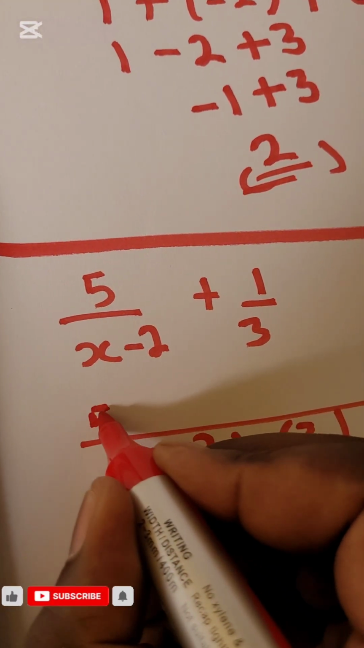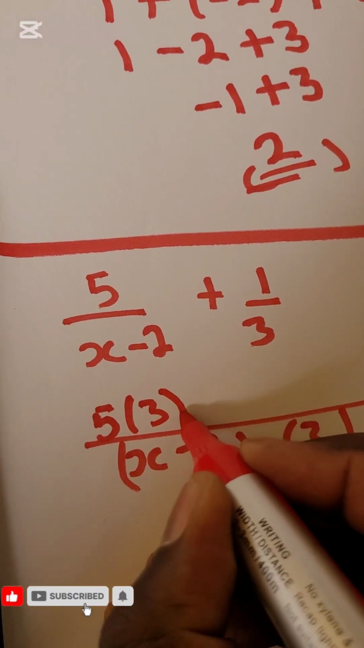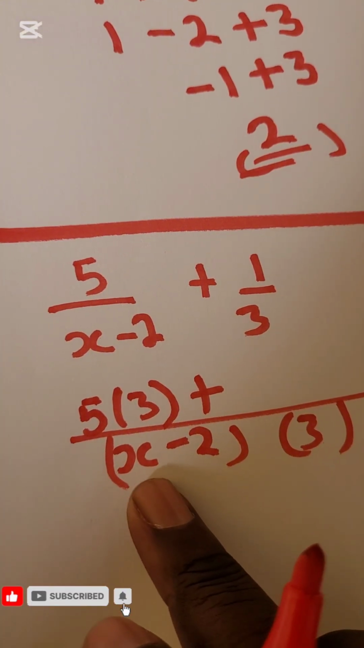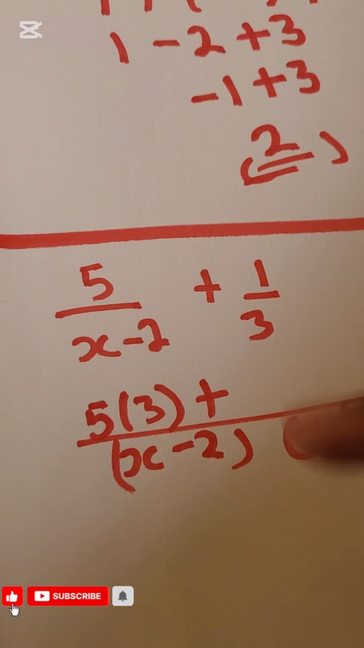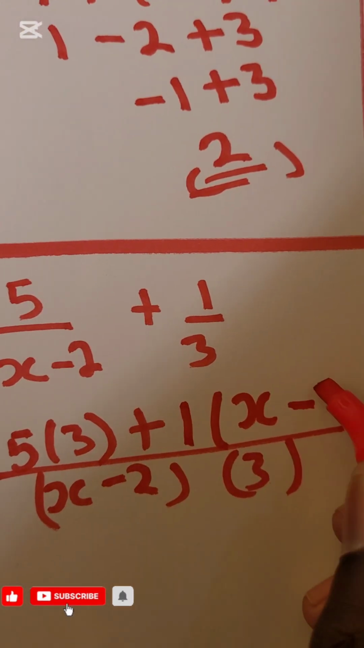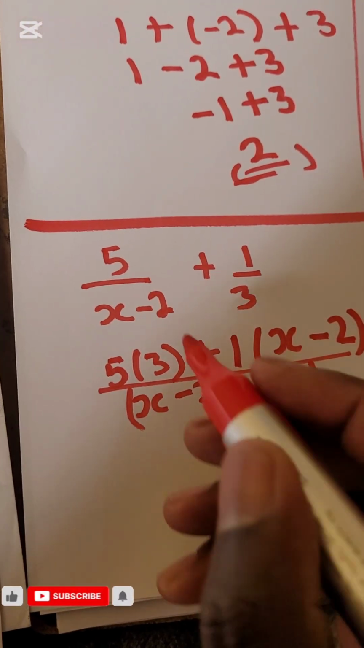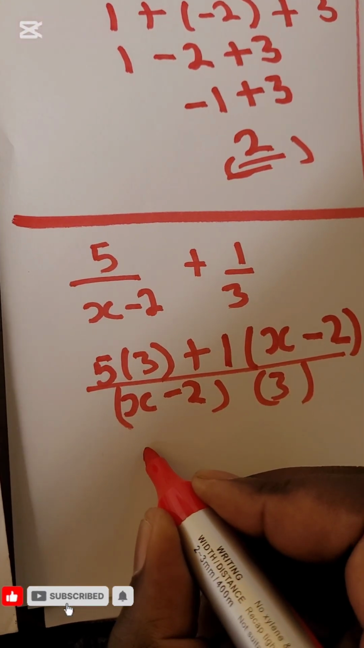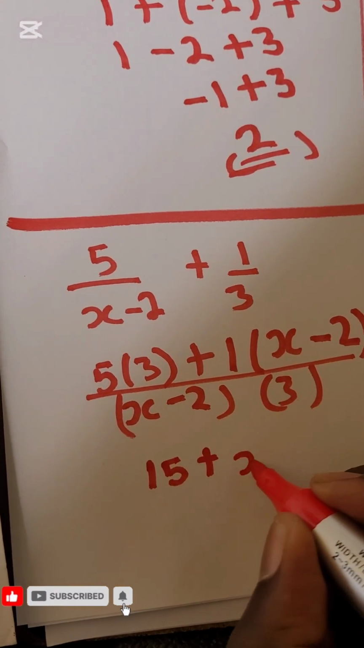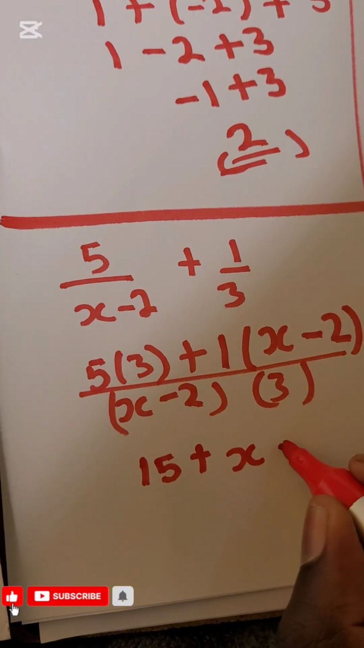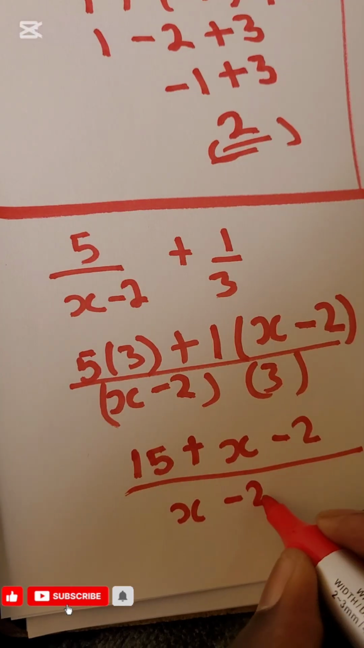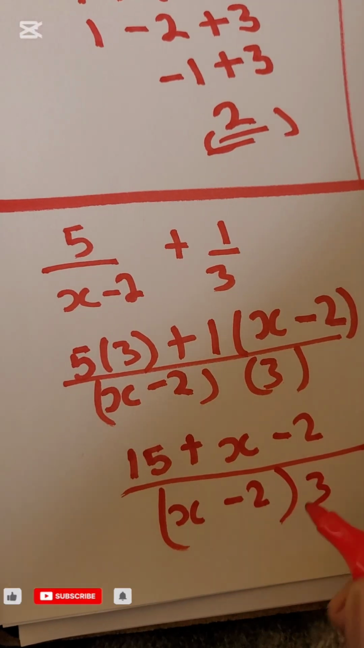So we're going to multiply 5 by 3, plus 3 into 3, that's 1. There's another factor of the LCM here, our denominator, which is x minus 2. We're going to multiply x minus 2 with 1. So 1 multiplied by x minus 2. So 5 times 3, we get 15, plus 1 times x, that's 1x, or x, 1 times minus 2, that's minus 2, all over x minus 2 and 3.